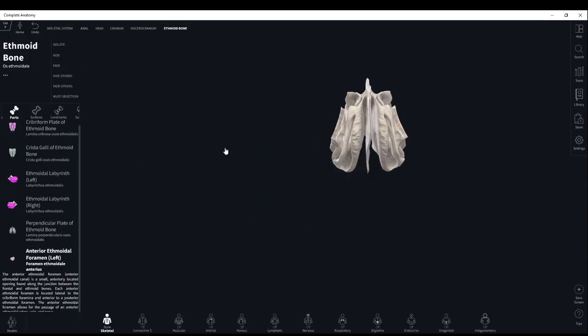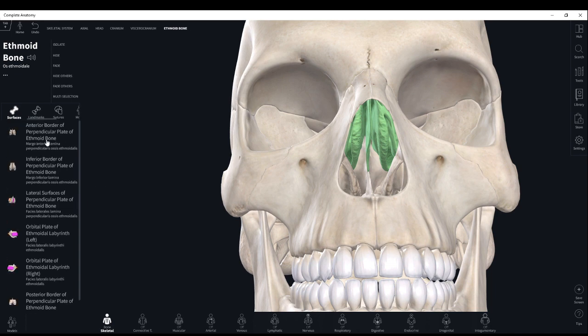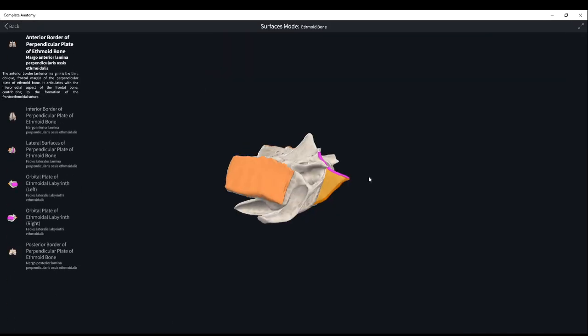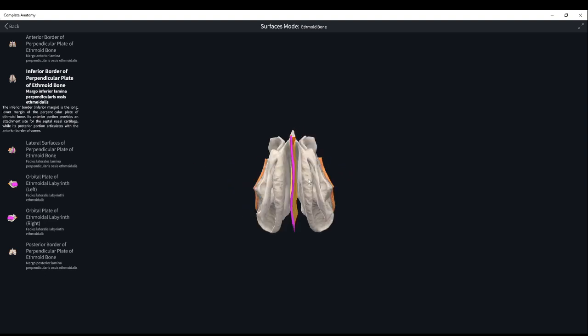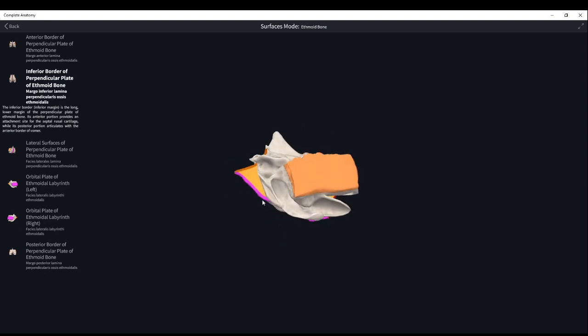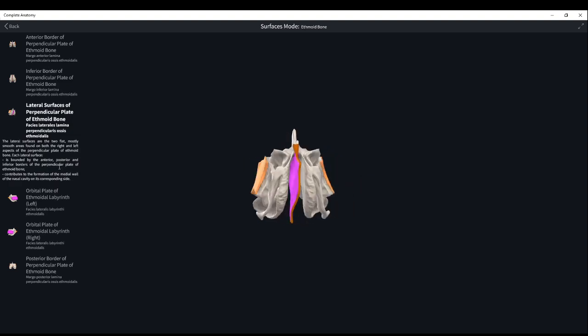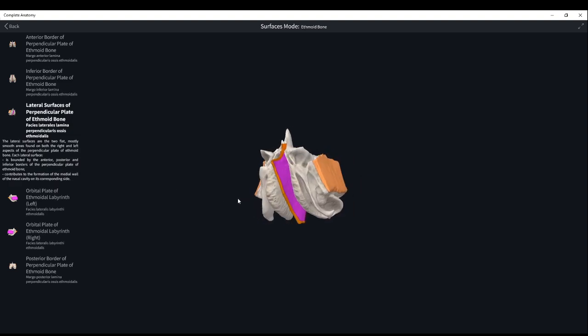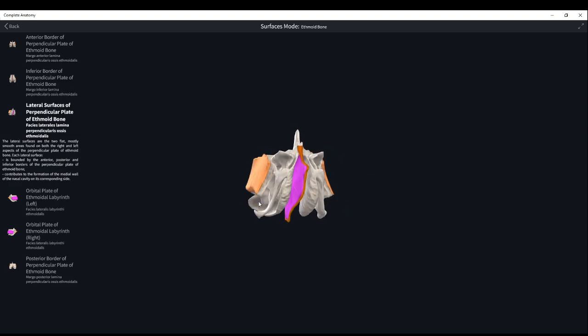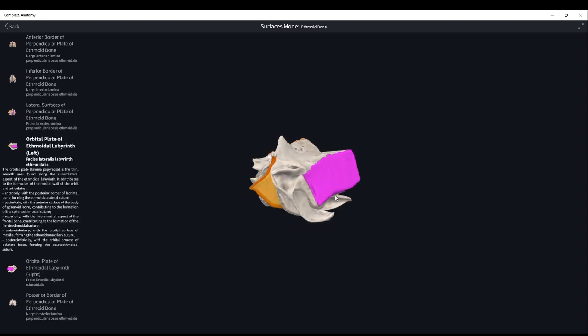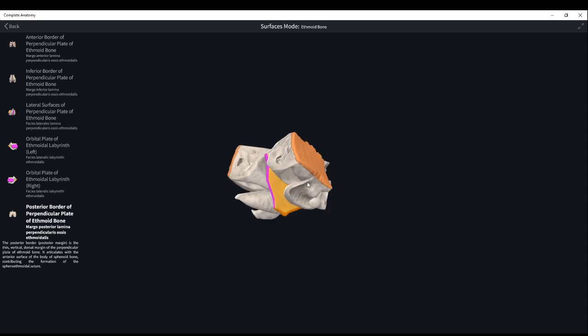Surfaces of the ethmoidal bone. The ethmoidal bone has an anterior border and an inferior border, which is part of the nasal septum; the lateral surface of the perpendicular plate, facies lateralis laminae perpendicularis; the orbital surface of the ethmoidal bone; and the posterior border of the perpendicular plate, which relates with the sphenoidal bone.